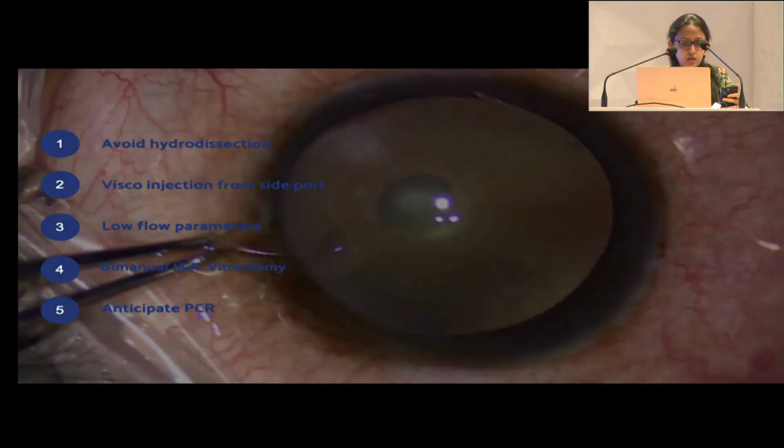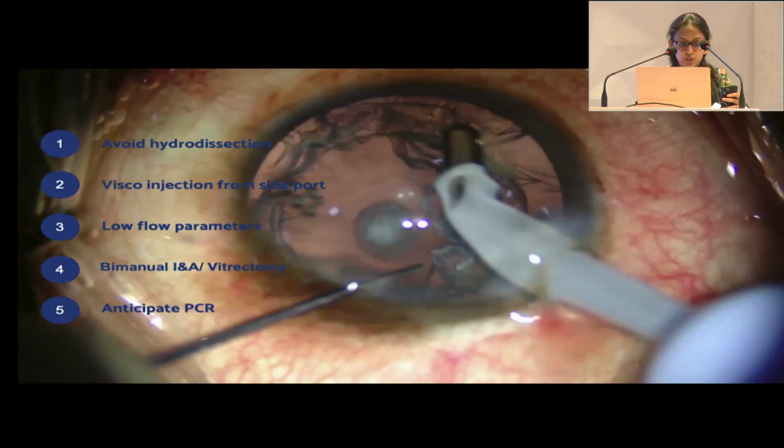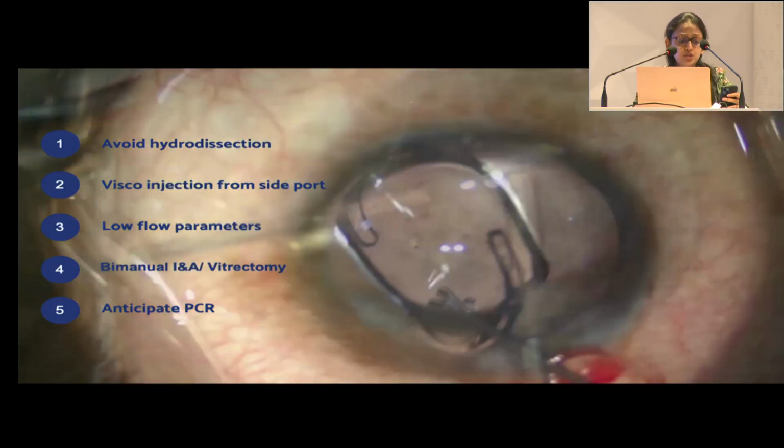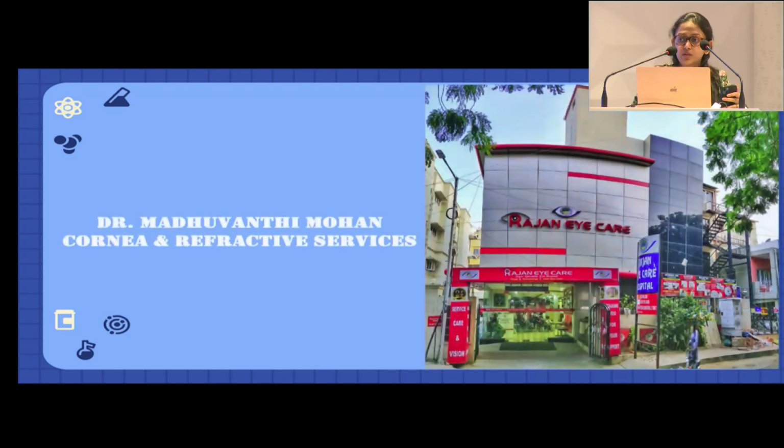So to conclude, avoid hydrodissection, avoid any rapid buildup of hydraulic pressure in the capsular bag, mechanically cushion the polar opacity during surgery with the help of a viscoelastic, use low flow parameters like low aspiration and flow parameters for phaco, prevent sudden shallowing of the anterior chamber and forward bulge of the capsule, and always anticipate a PCR. So by following these tips meticulously, excellent outcomes can be obtained in patients with posterior polar cataract. Thank you.